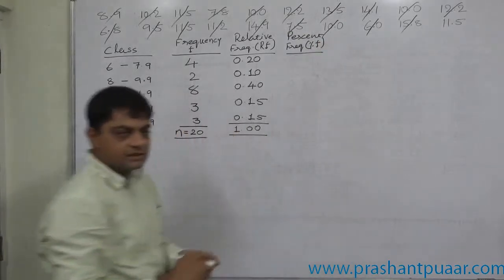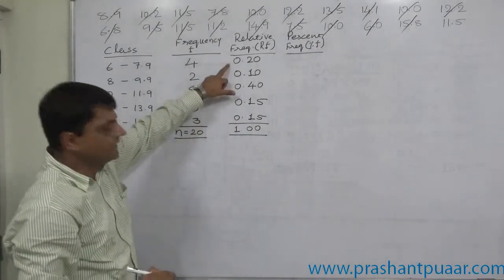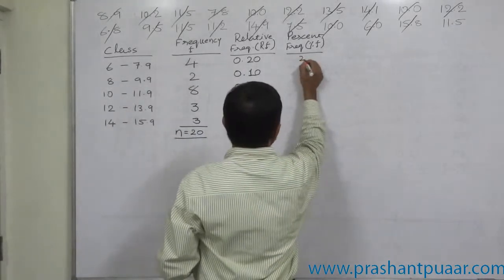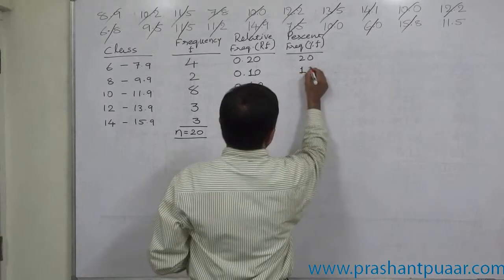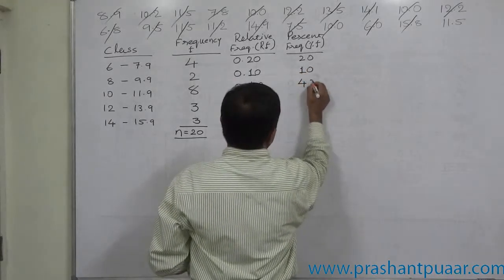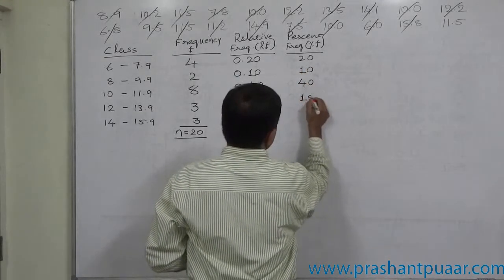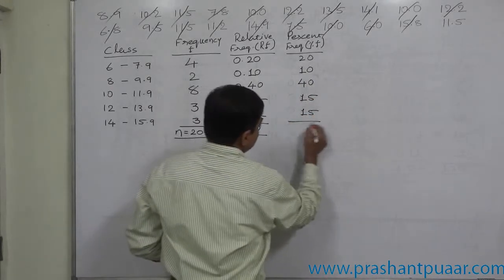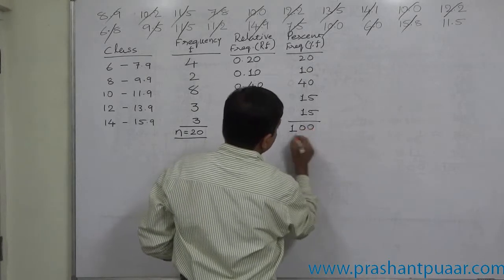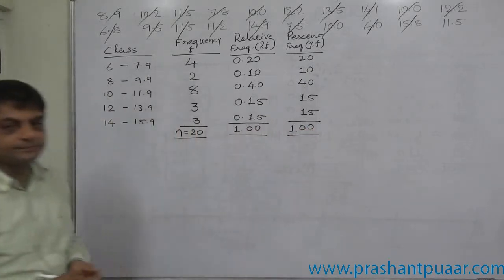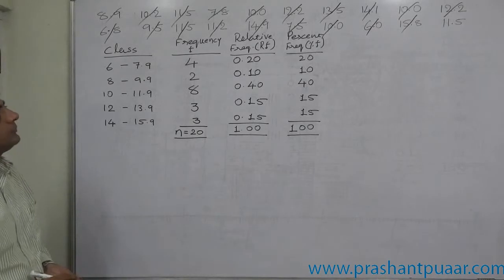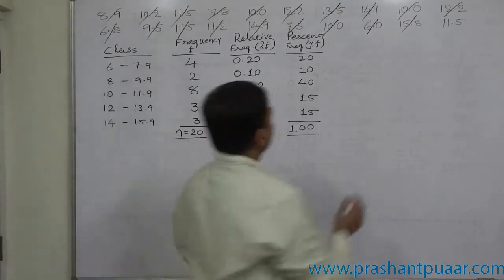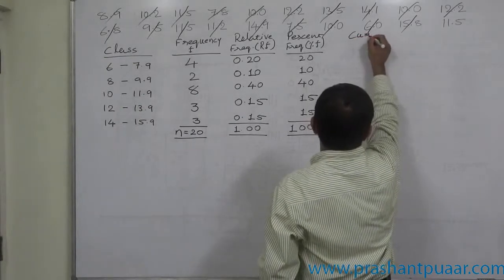What is percent frequency? Yes, relative frequency multiplied by 100. So first is 20%, second 10%, then 40%, 15%, and last is also 15%, until ultimately the summation should be 100. Yes, now it is turn of cumulative frequency.